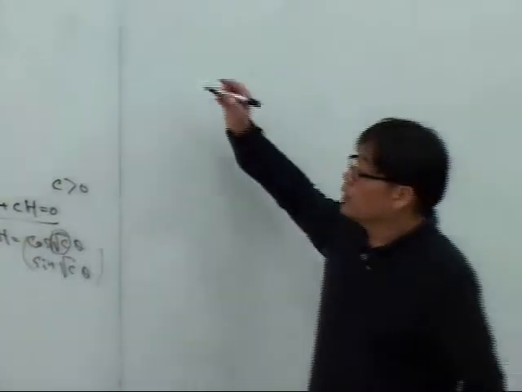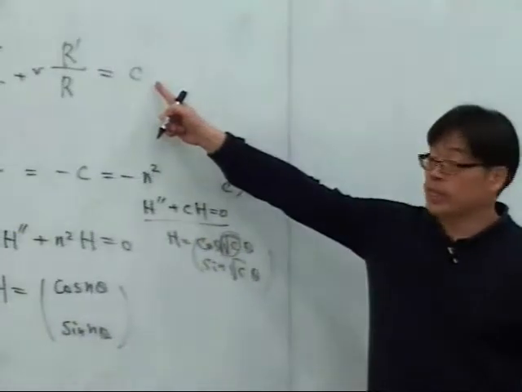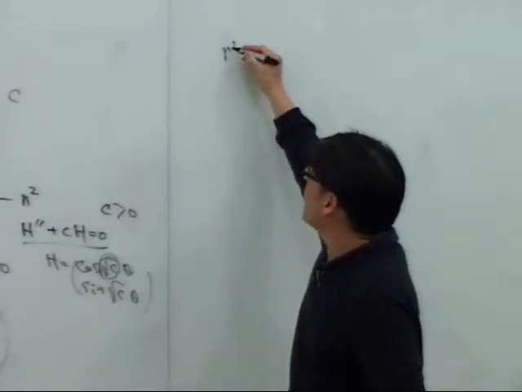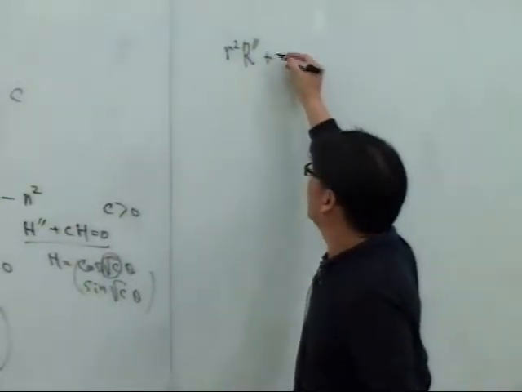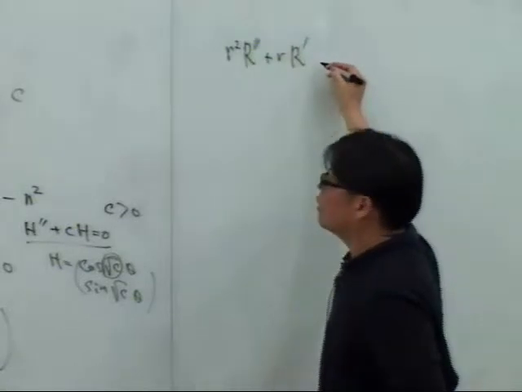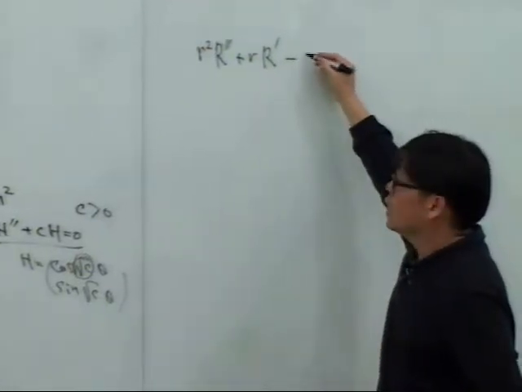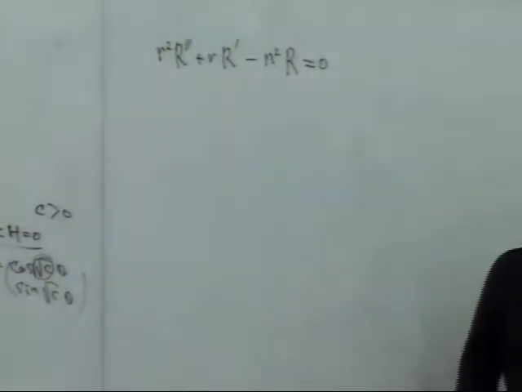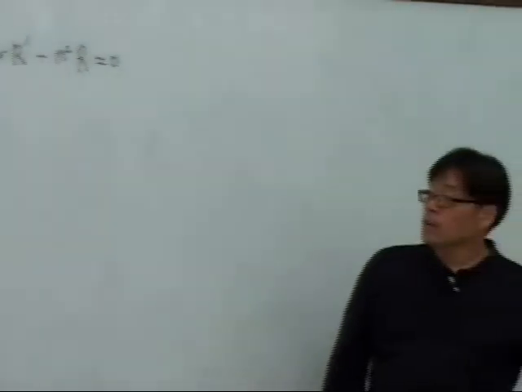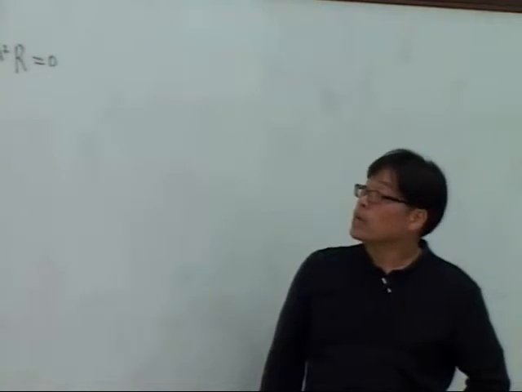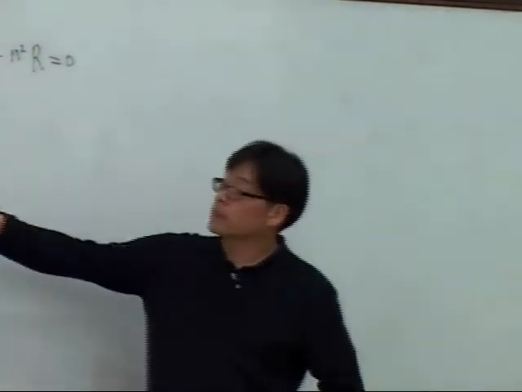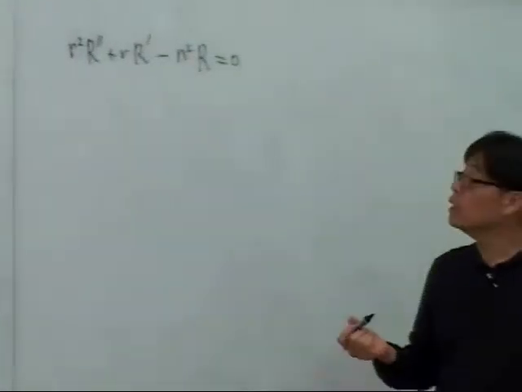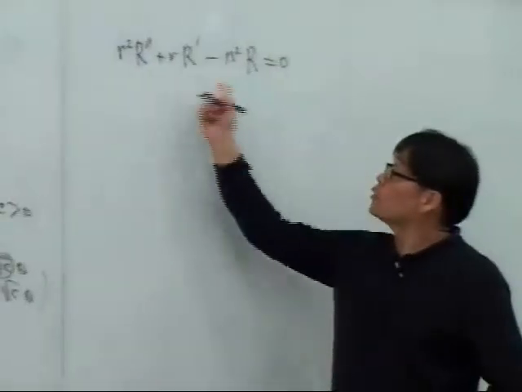And now we know what the C is. So we write the equation for capital R as minus n squared R equal to 0. Okay, so I replace C by n squared. And then I move this guy to the left-hand side after I multiply by capital R. And we know how to solve this.